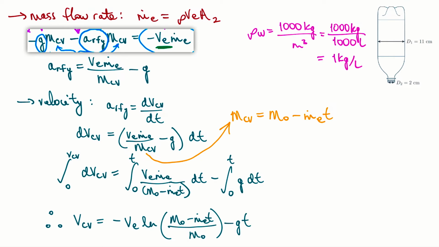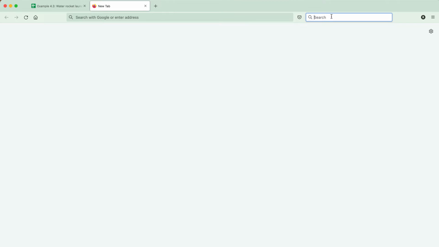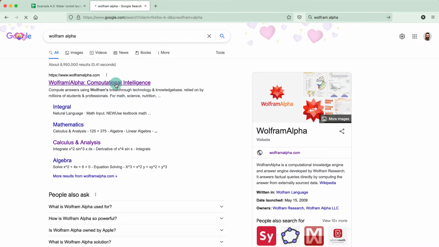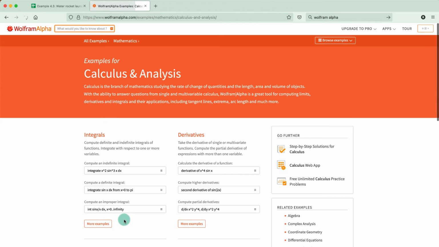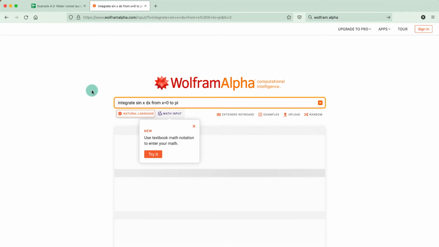Now for this example, I think it might actually be helpful to specifically show you how to solve a few of these integrals and show you one of the online tools you can use to do this. So I'll search here for Wolfram Alpha, and then I'll click on calculus and analysis just so they can give me a framework for what I want to solve. I'm computing a definite integral, so I can click on this example, and it gives me a start point to work from.